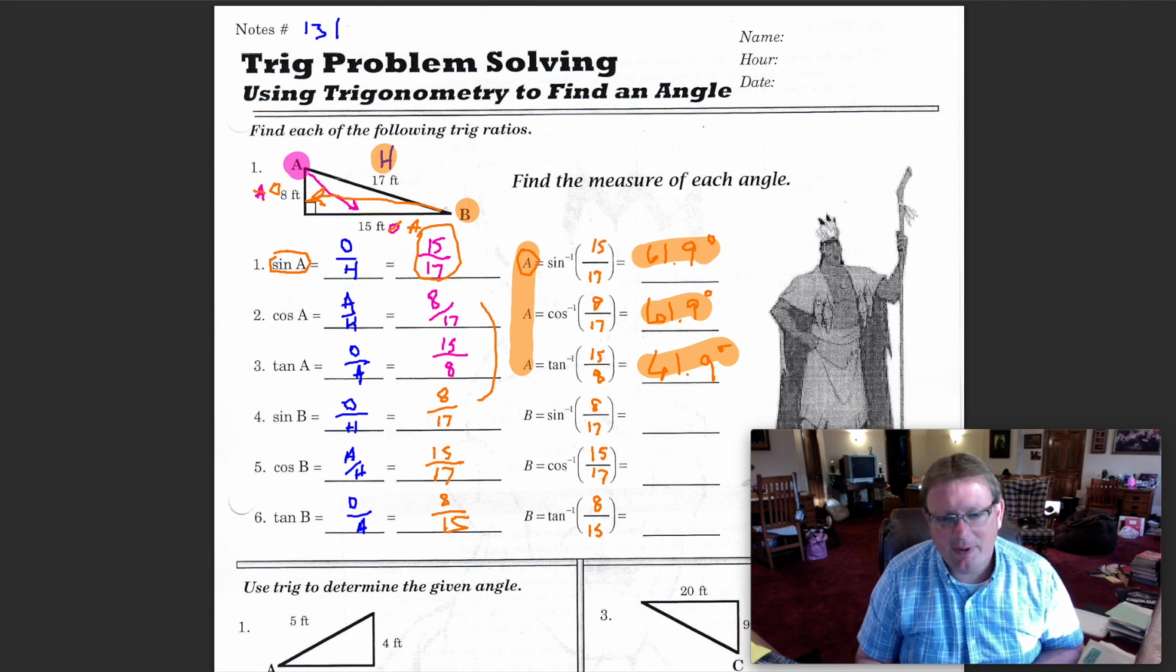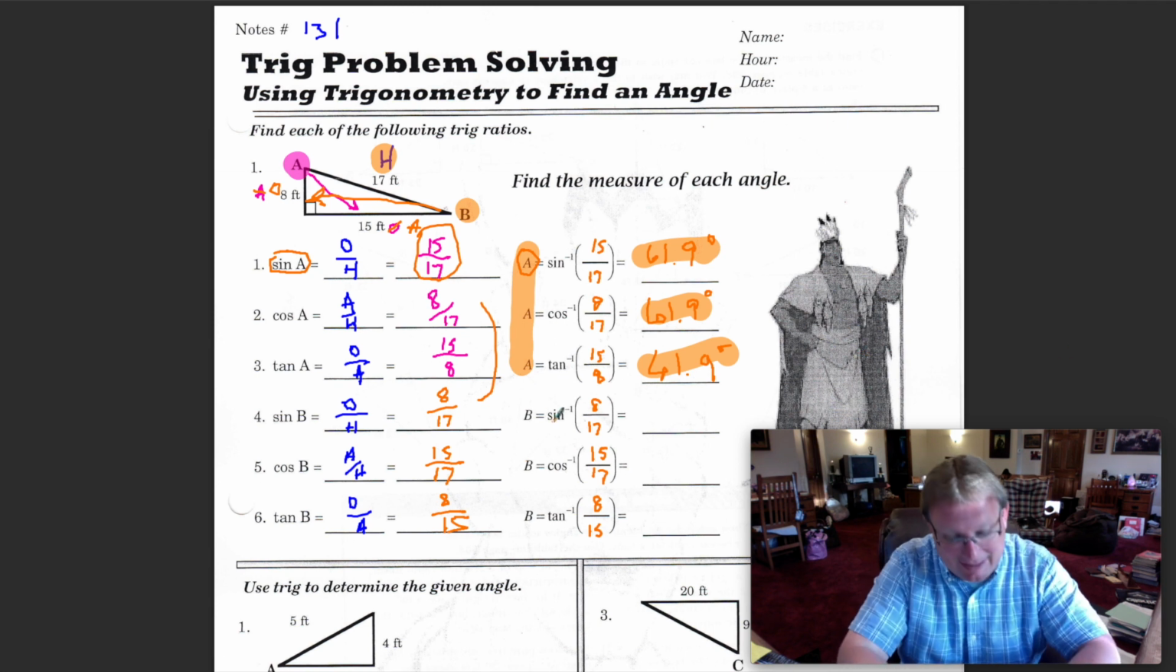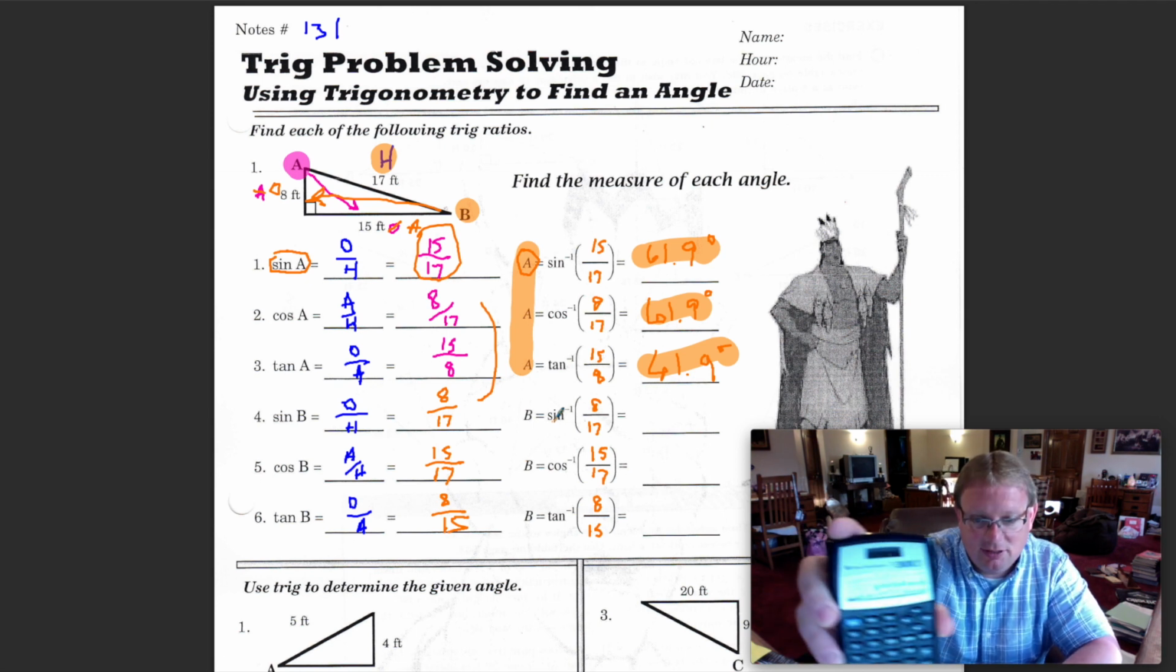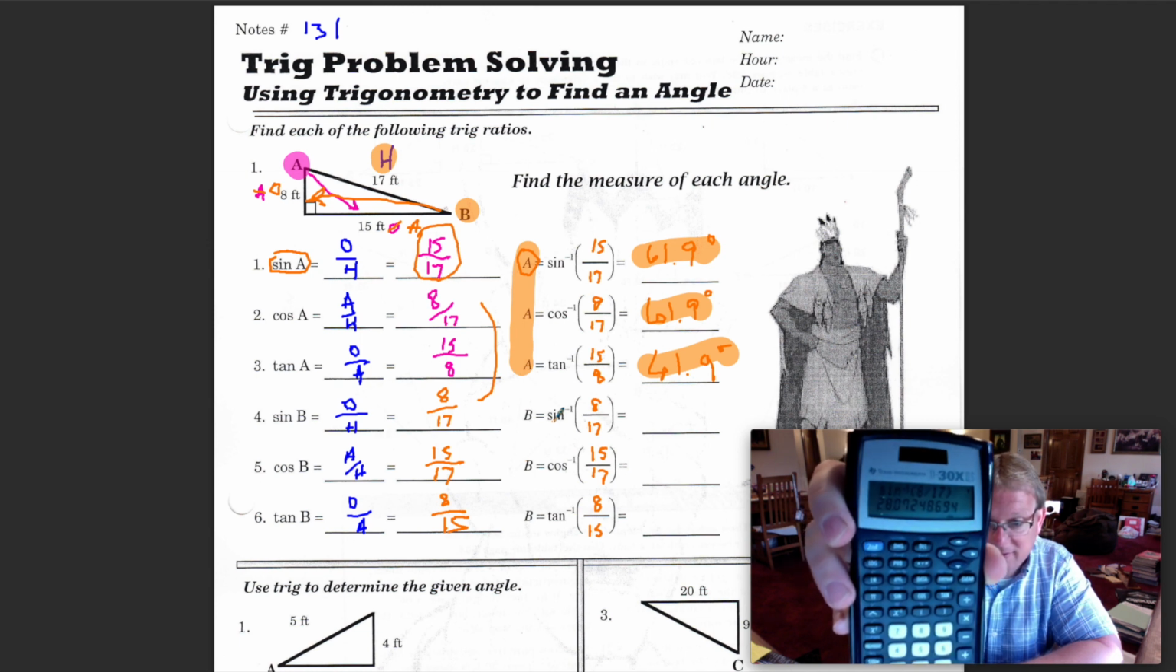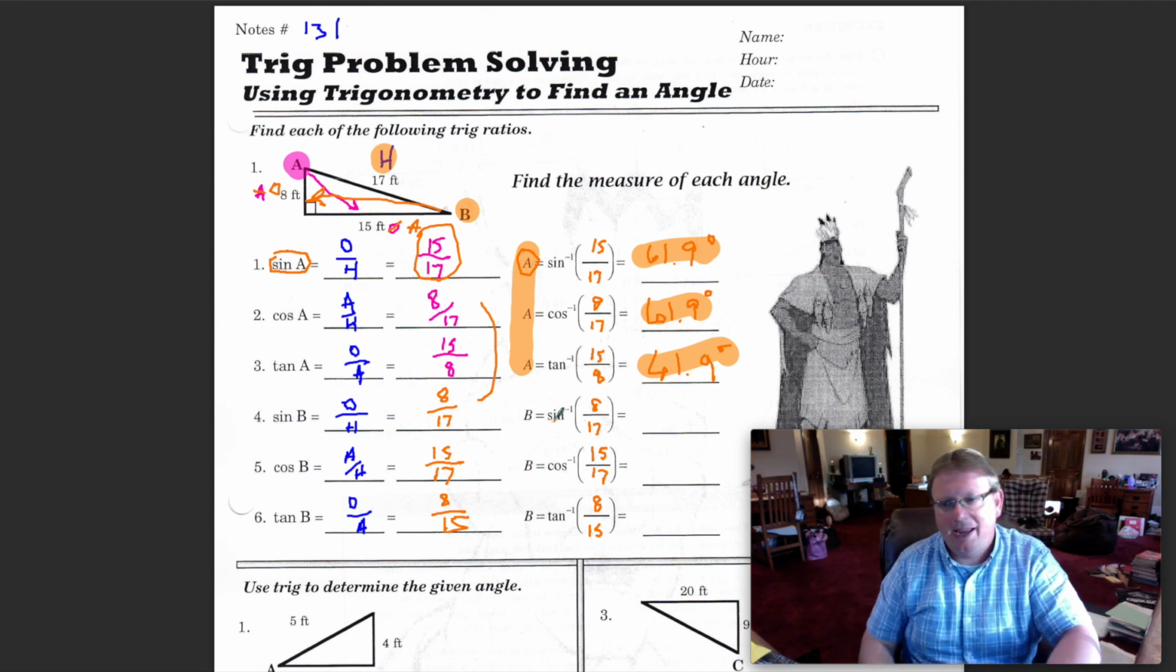And let's type in the next one. What's sine inverse of 8/17? And so make sure you can type these in. And if you're having trouble, you can always screenshot your calculator and email me, and I will tell you what buttons to push. What do you get for that answer? Rosie. Yes, 28.1.